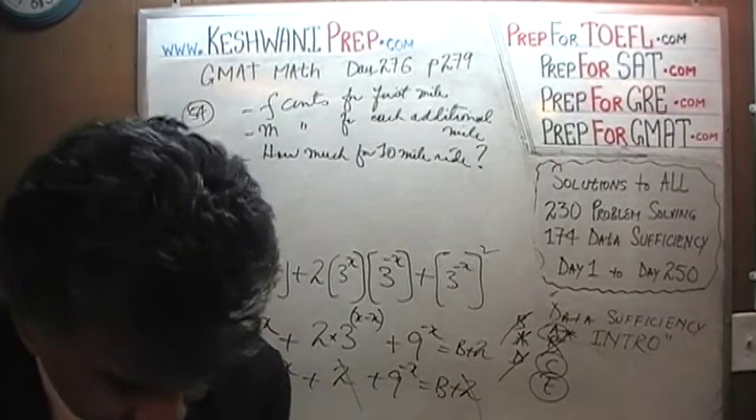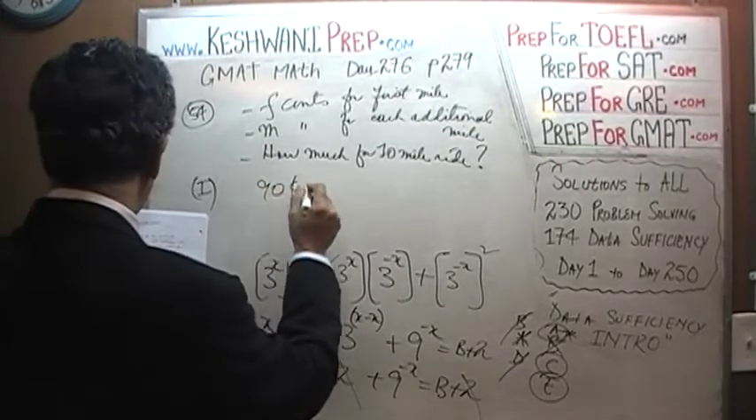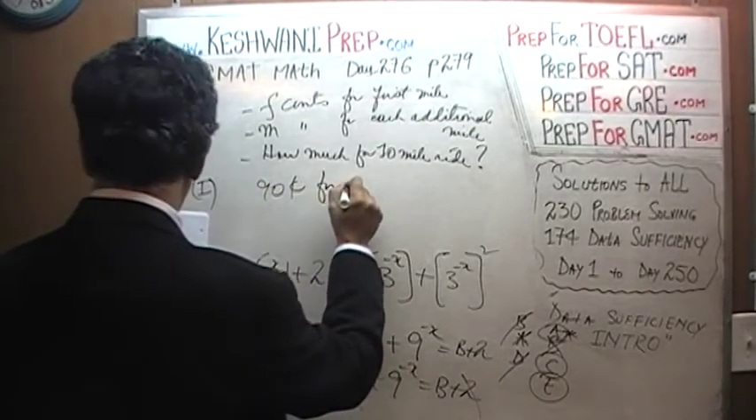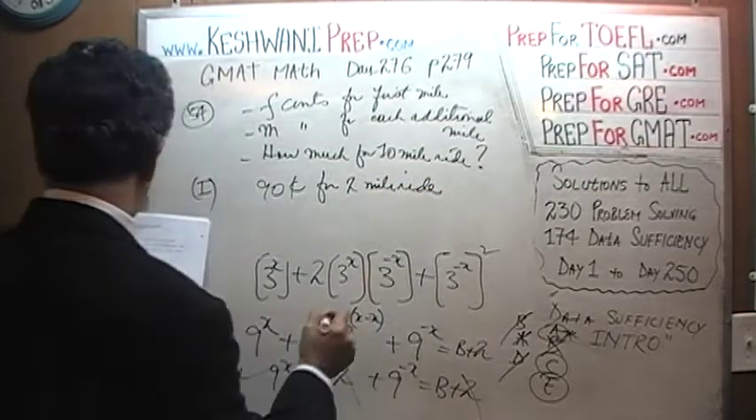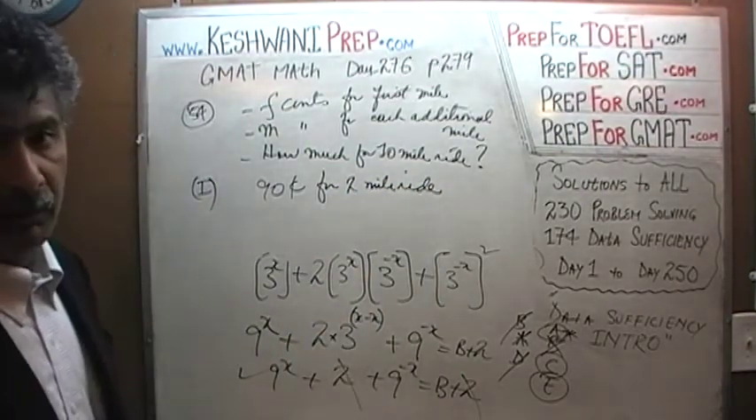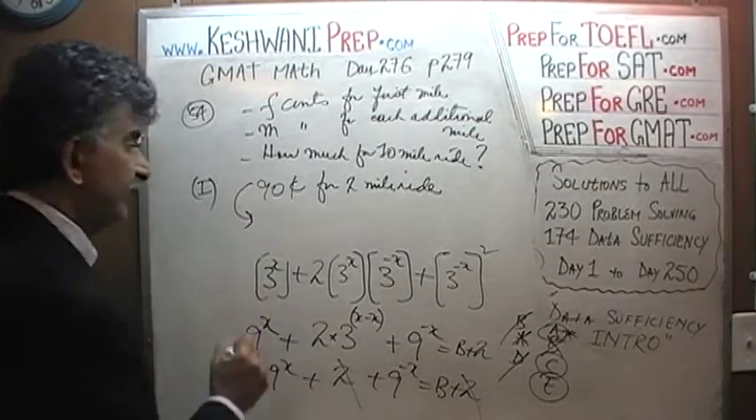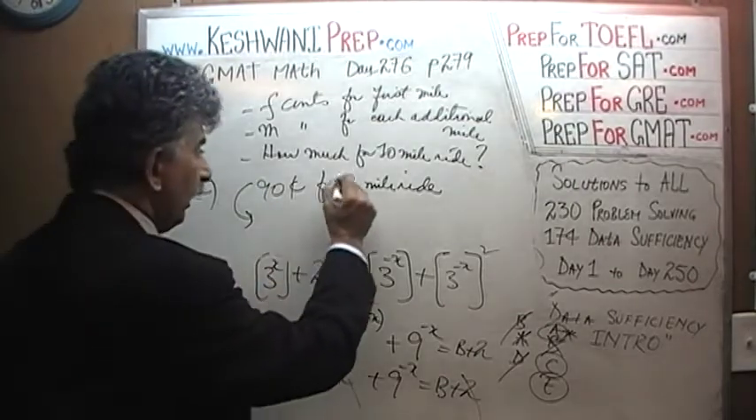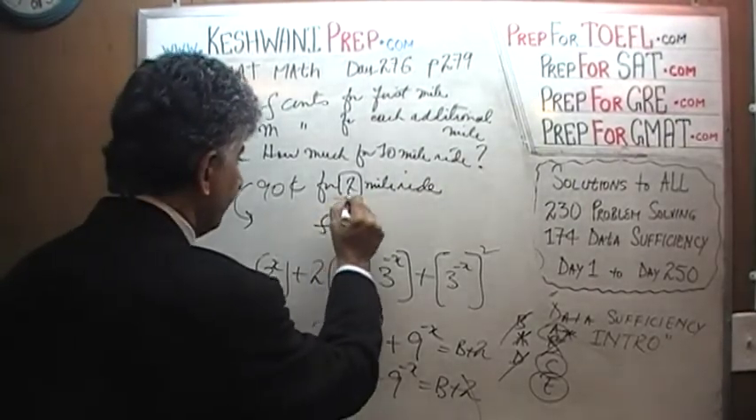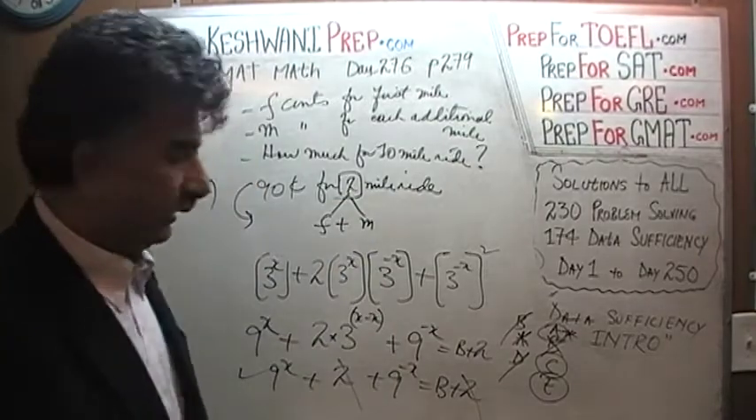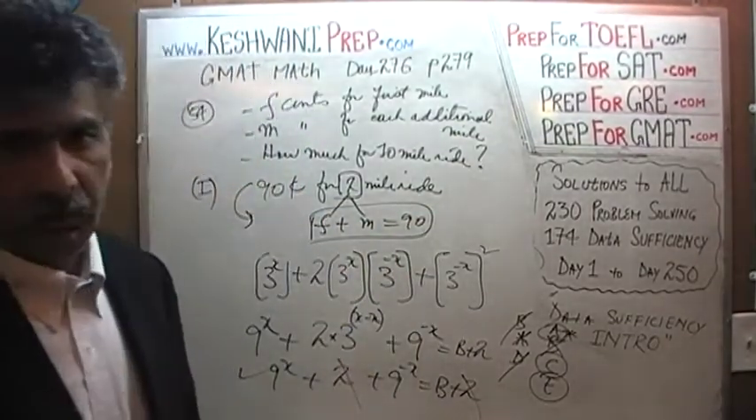The first statement tells us that it costs 90 cents for a 2-mile ride. How do we interpret this? All this tells us is 90 cents for a 2-mile ride. A 2-mile ride means the first mile plus an additional mile. And that equals 90. And that's all we get out of it.